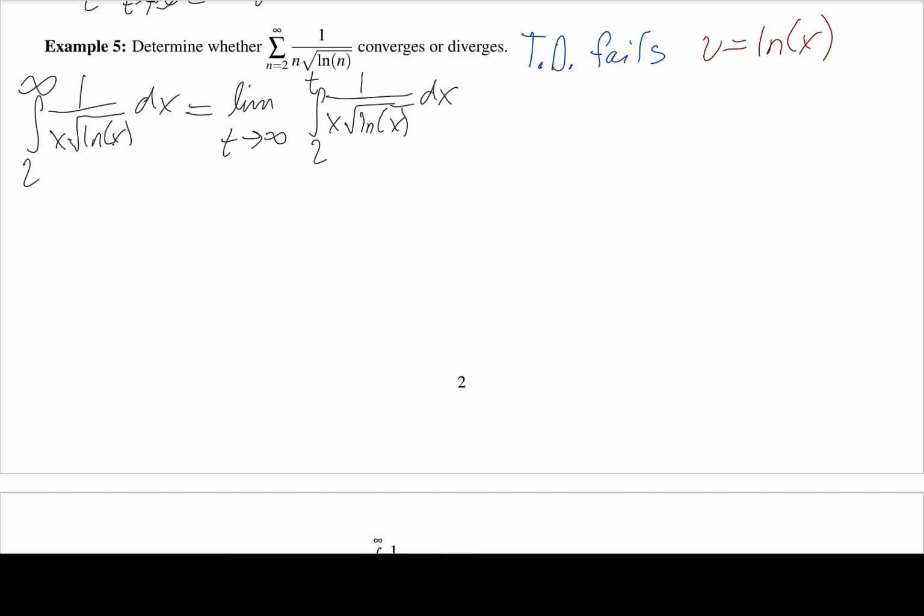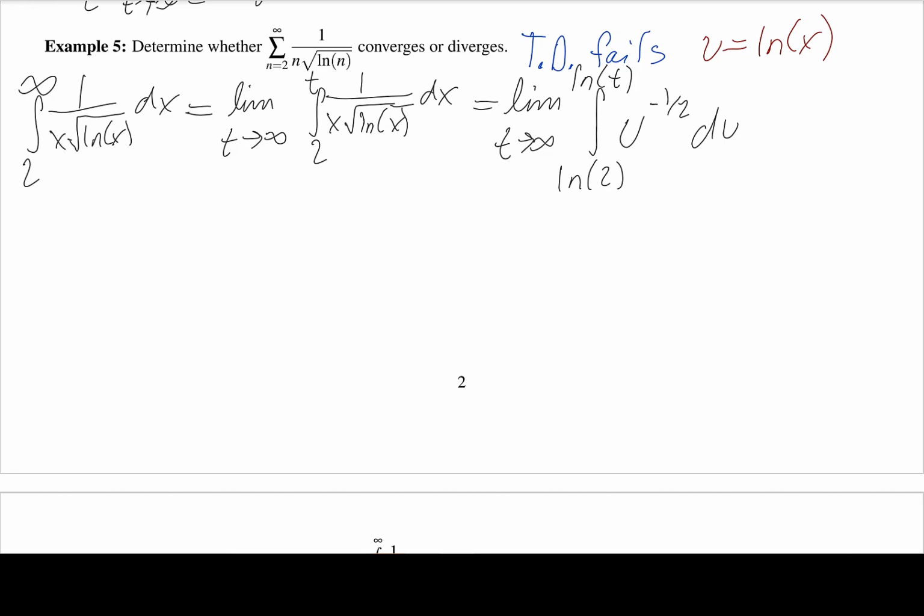So then this will become the limit as t goes to infinity, integral from... I'm not going to make this mistake again, I'm going to change my limit, so this will be ln of 2 to ln of t, and so this is 1 over, let's see, the x's would have canceled out, so we'll just be left with square root u du. And I'm going to go ahead and rewrite this real quick, since 1 over square root u is the same thing as u to the negative 1/2 du.